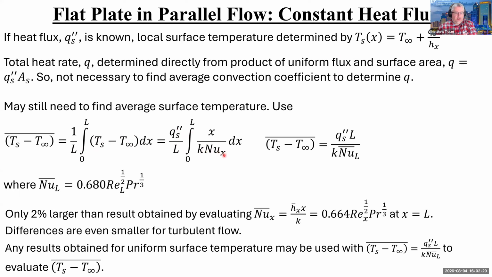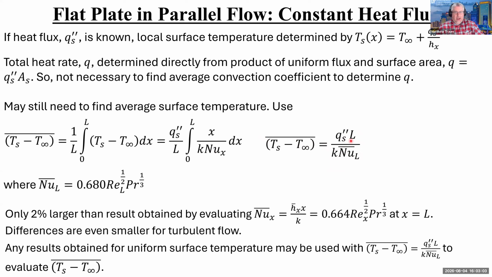The Nusselt number is a function of x, and this is interesting. k should probably come out as well because that's not a function of x. So let me check on that. Okay, and then you can end up solving for this, and the solution is just q double prime at the surface, which you know, times L of the plate, divided by k and the average Nusselt number for the entire length of the plate. And that's equal to the average of the temperature difference on the plate, just in case you need it.